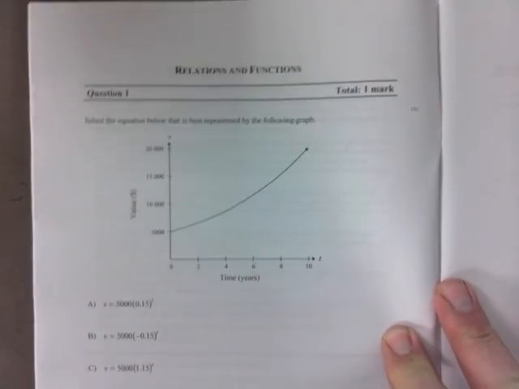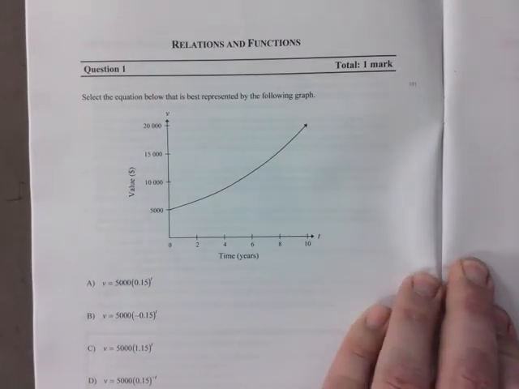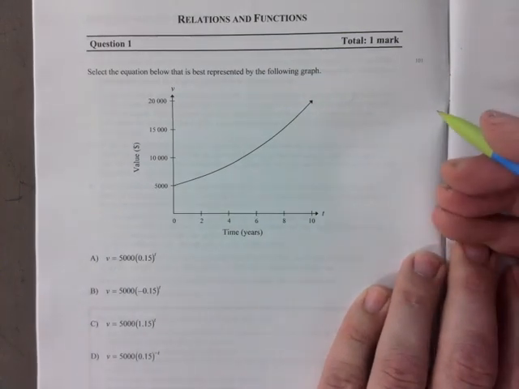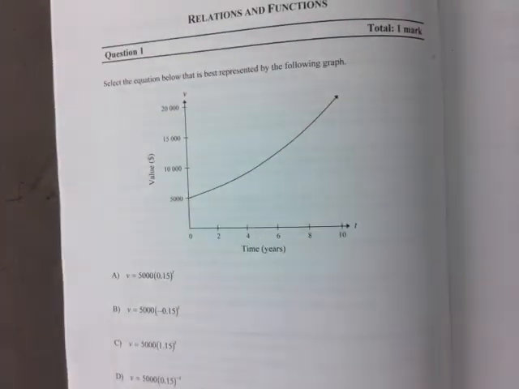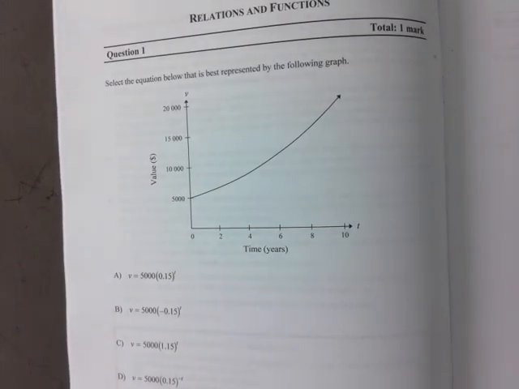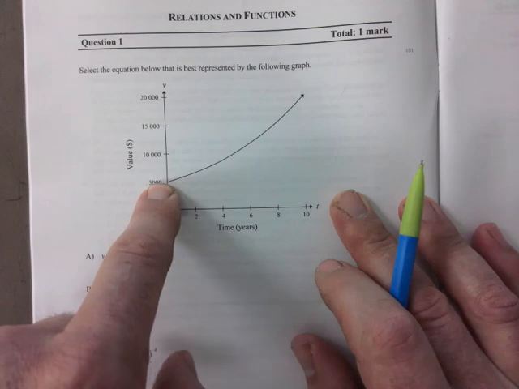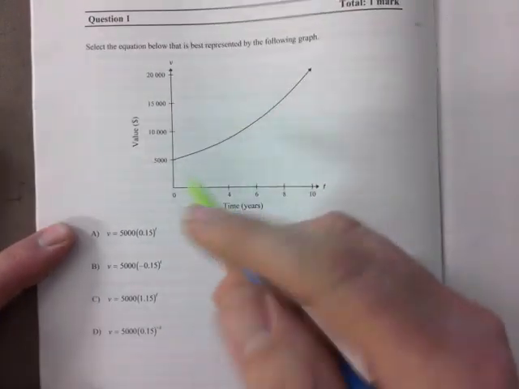All right, question 1, relations and functions. Select the equation that best represents the following graph. And you should realize that this is an exponential function because it has a y-intercept and goes up. So what are our options?